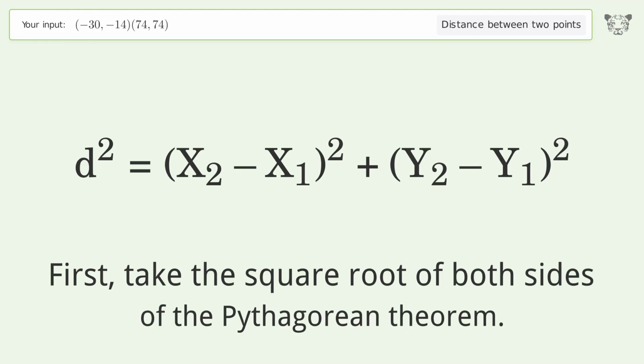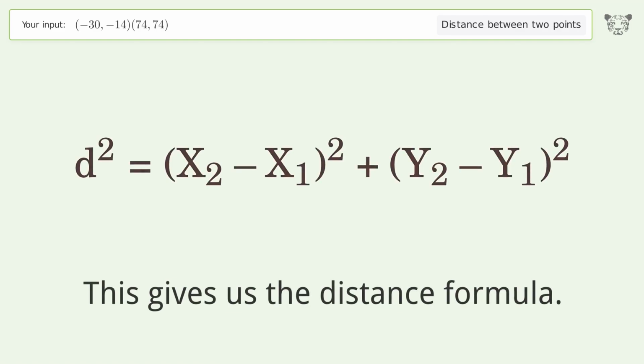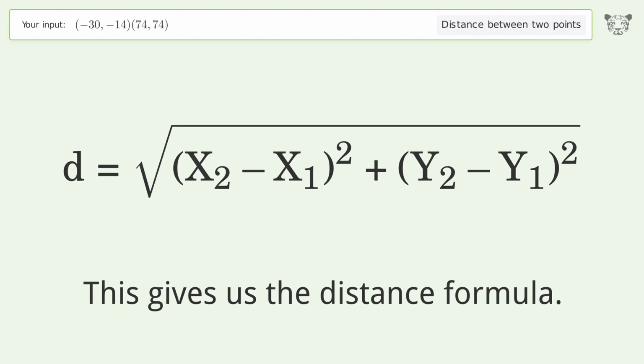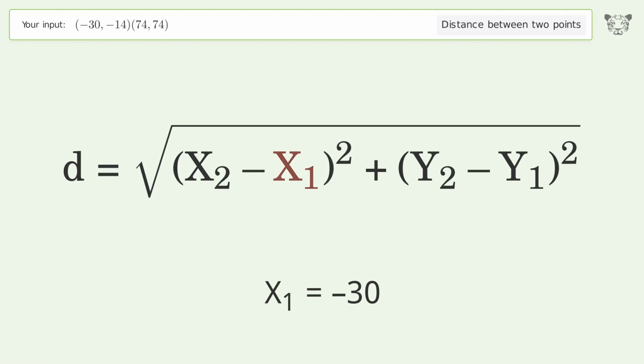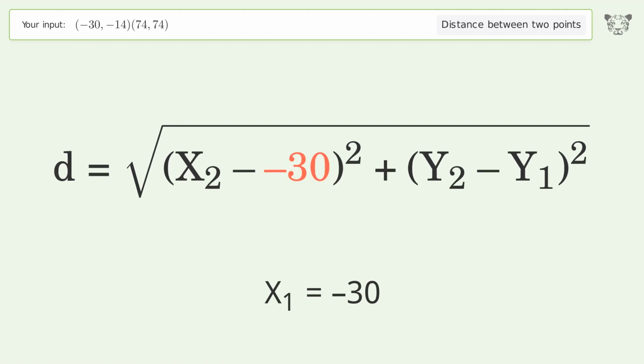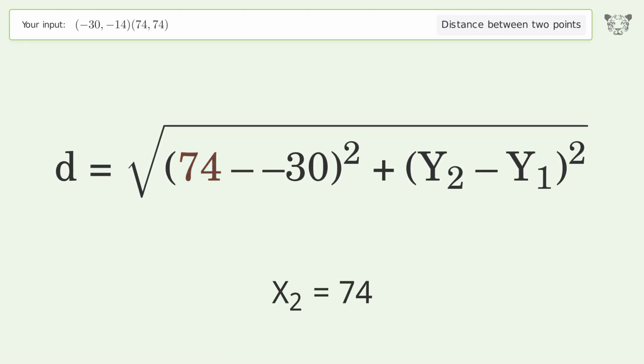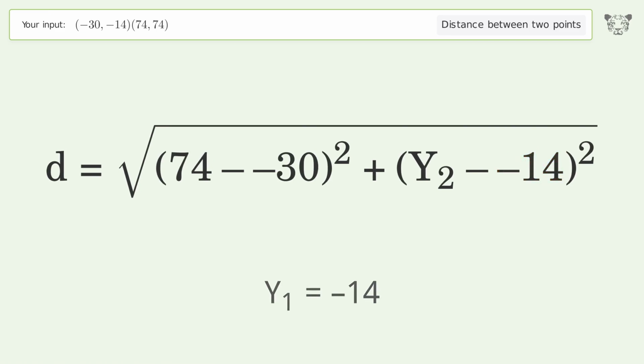First, take the square root of both sides of the Pythagorean theorem. This gives us the distance formula. Plug the coordinates of the points into the formula. x1 equals -30. x2 equals 74. y1 equals -14. y2 equals 74.